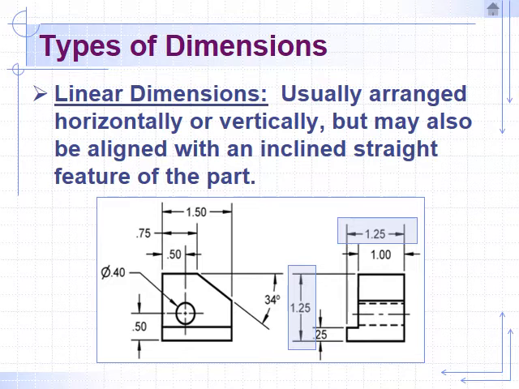Same thing's happening here. The narrower one is closer to the body of the object. The wider dimension line is fanned above. And they're using uniform spacing on these. We're going to talk about this uniform spacing in a bit.